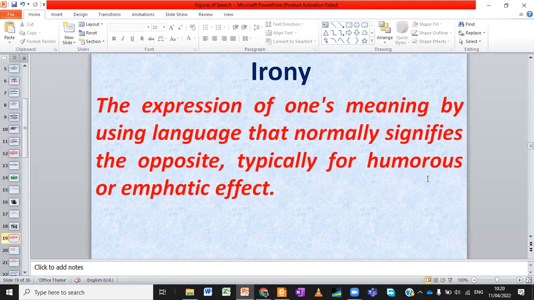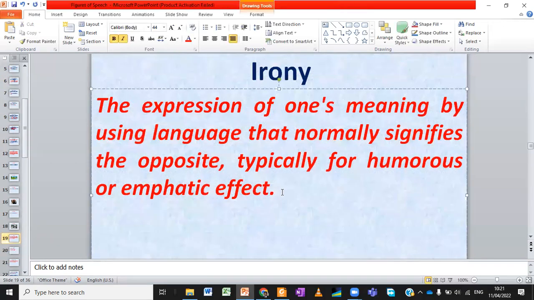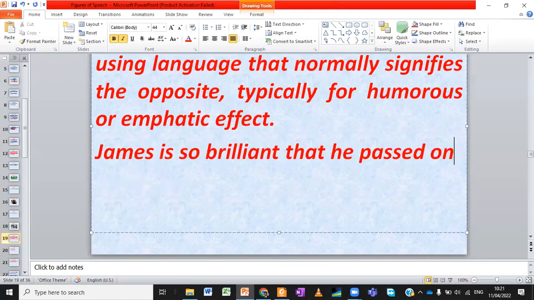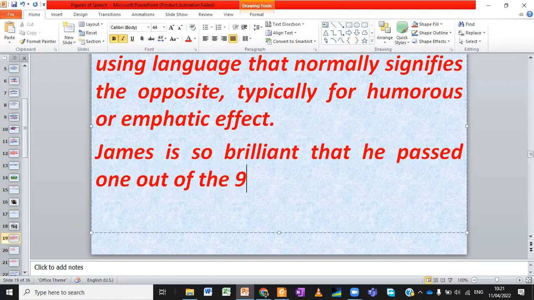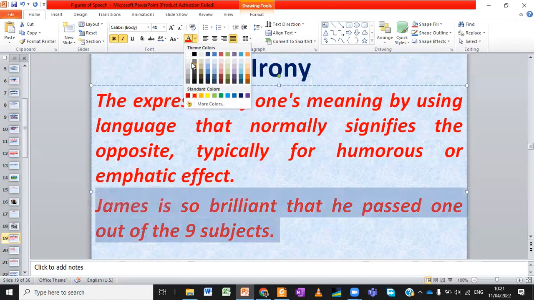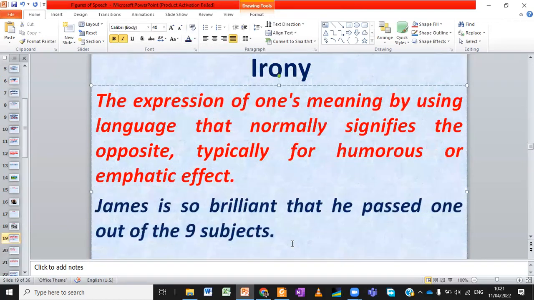Irony simply means you are saying the exact opposite of what you are thinking. For example, James in your class is not brilliant, and he is a slow learner. You know he comes last in the class. And yet you say, James is so brilliant that he passed 1 out of the 9 subjects. Now, if you look at this sentence, James is so brilliant that he passed 1 out of the 9 subjects.